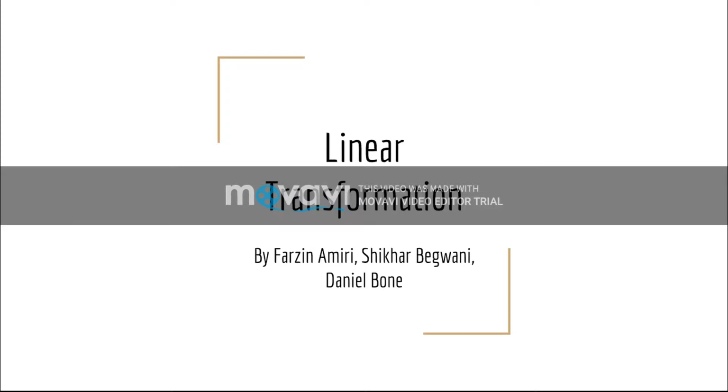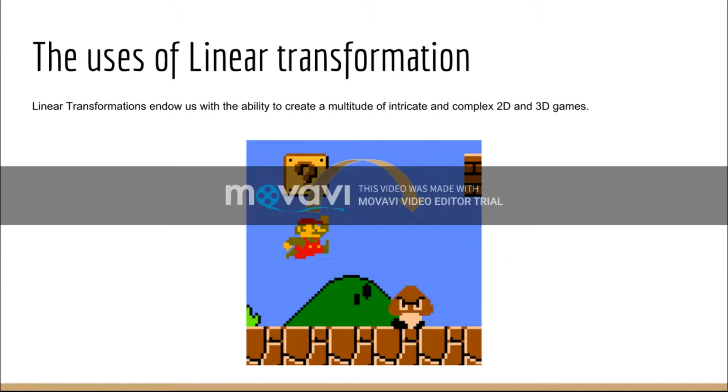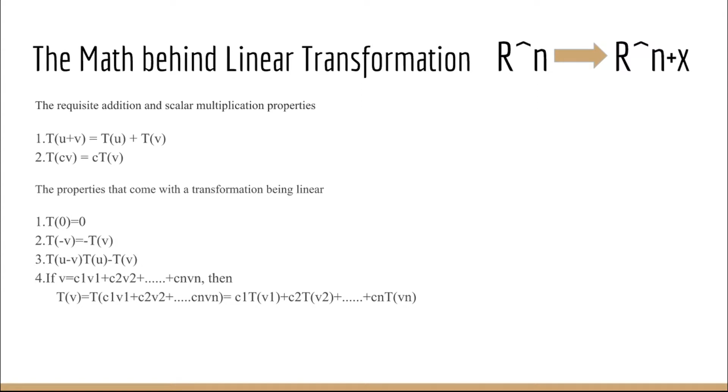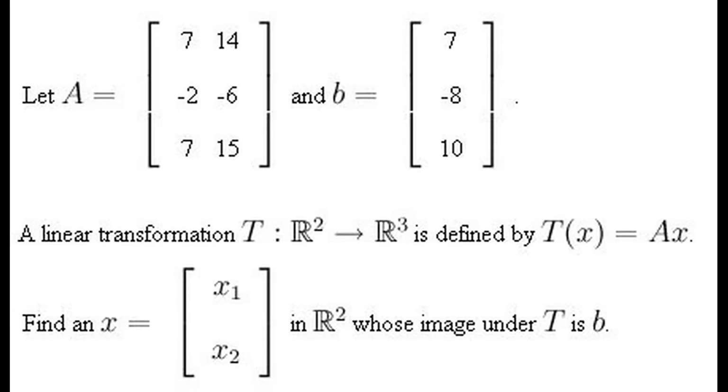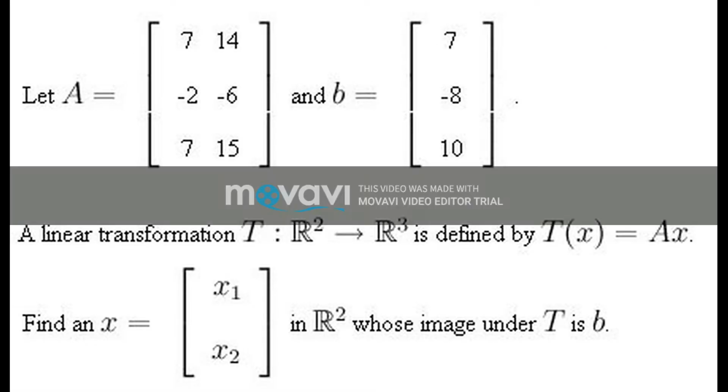Linear transformations endow us with the ability to create a multitude of intricate and complex 2D and 3D games. A transformation is an operation that maps one vector space into another. For example, this transformation maps the vector space of R2 onto the vector space of R3.